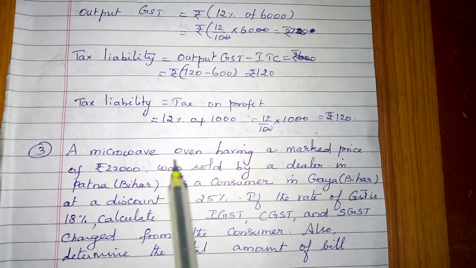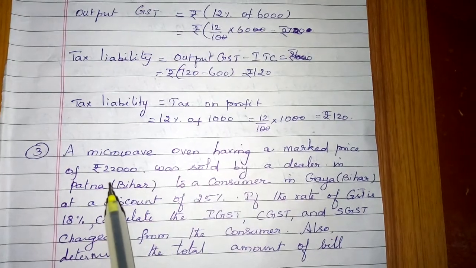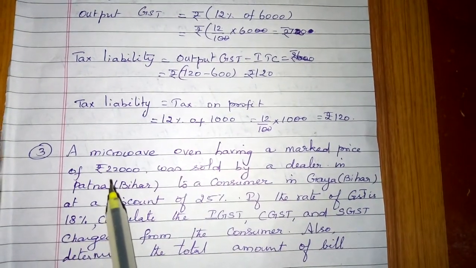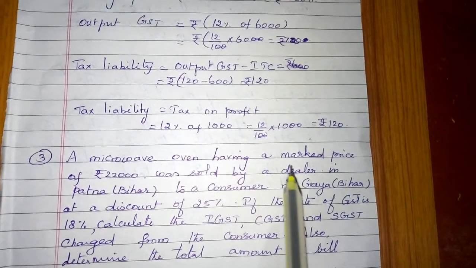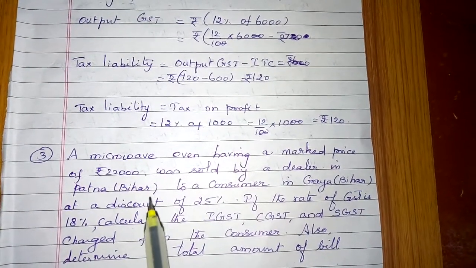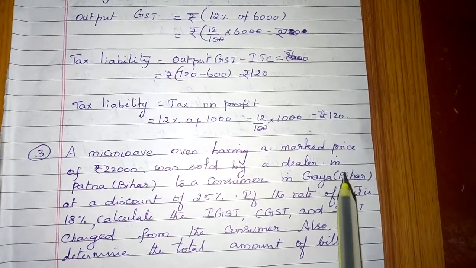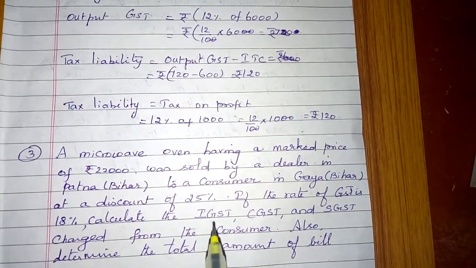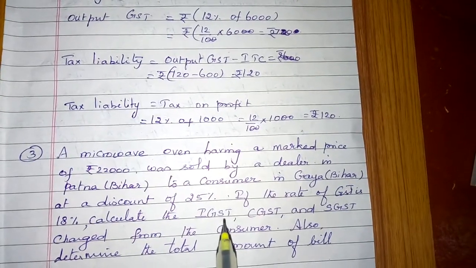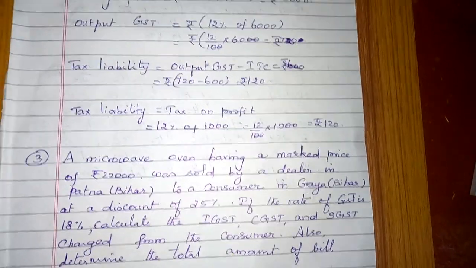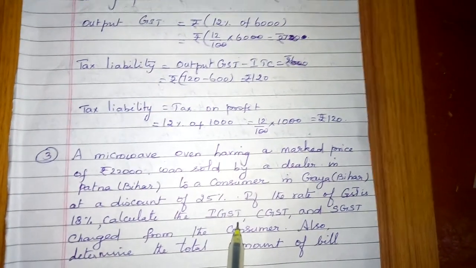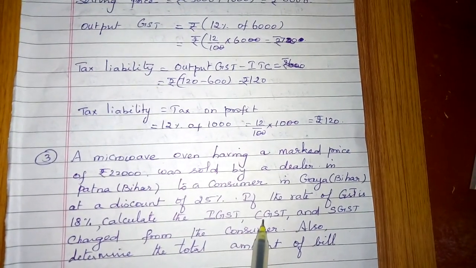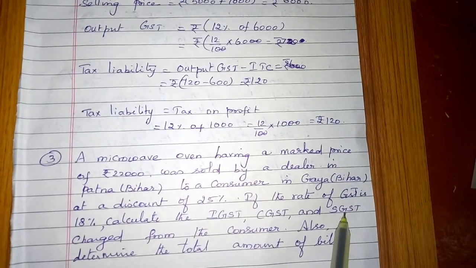The microwave oven's market price, the MRP, is rupees 22,000. It was sold from Patna to Gaya, that is within the state of Bihar, the same state. So integrated GST is nil. The transport of goods is within the state, so integrated GST is nil. So you have to find CGST and SGST.